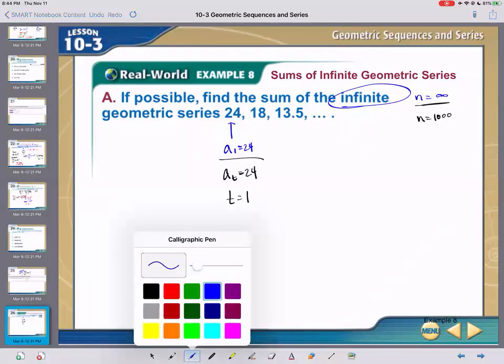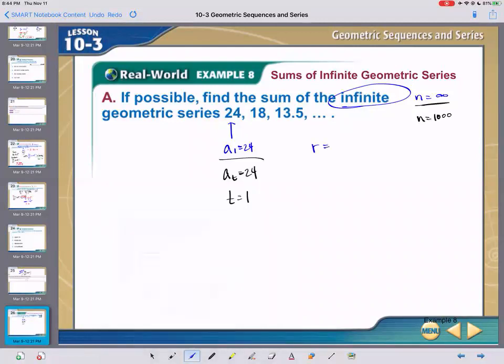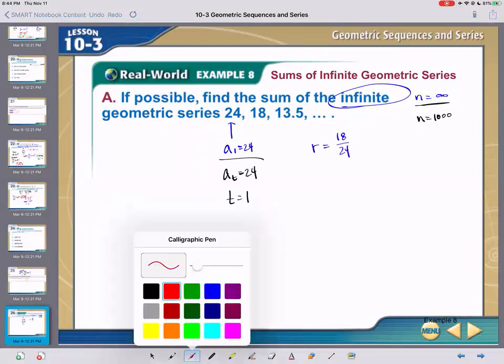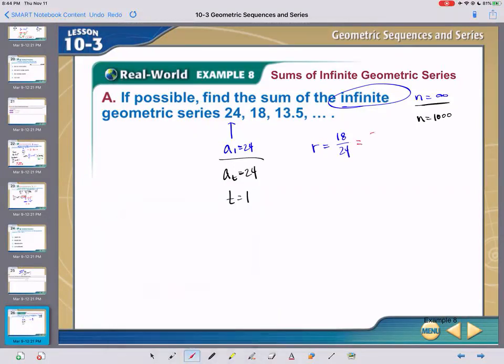And that leaves us one thing left, the rate. So the common ratio would be 18 divided by 24. I know 6 goes into both those numbers. 6 goes into 18 3 times. It goes into 24 4 times. So 3/4 or 0.75. So if I wanted to find my infinite sum, what I'll type in the calculator from a blank line is 1,000 and my A1.